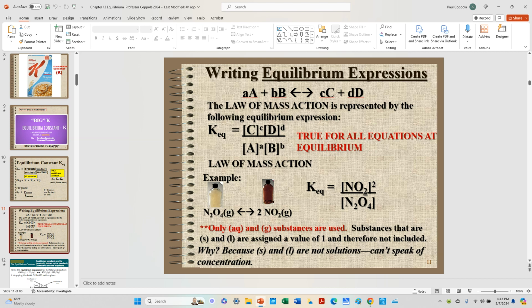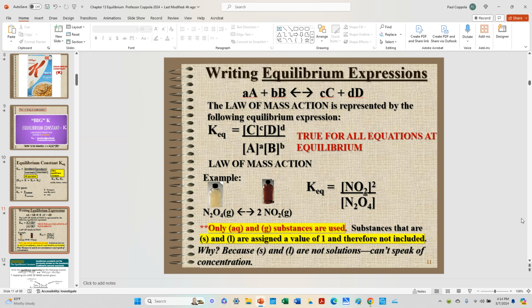And very important, as we learned, only aqueous or gas are used in the equation. Okay? Substances that are solid or liquid are not included. So solids and liquids are not included, and they're just given a value of 1. So watch out for that. We don't include solids or liquids in the equilibrium constant because they're not solutions. Their concentration doesn't change. They're just a pure substance. And a concentration is a solute in a solvent. It's a mixture, a solvent, a solution.